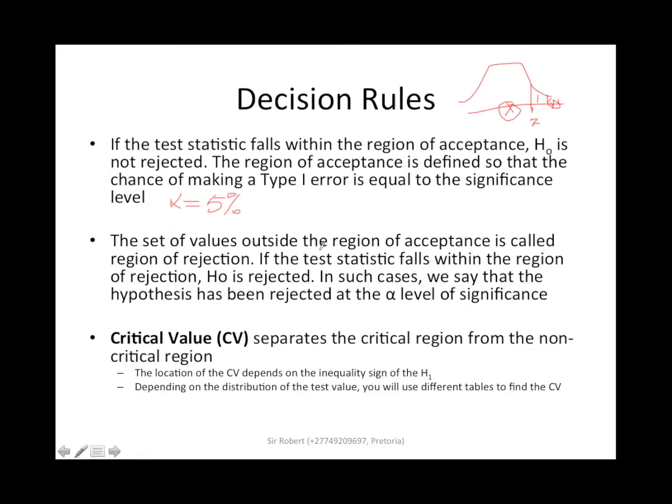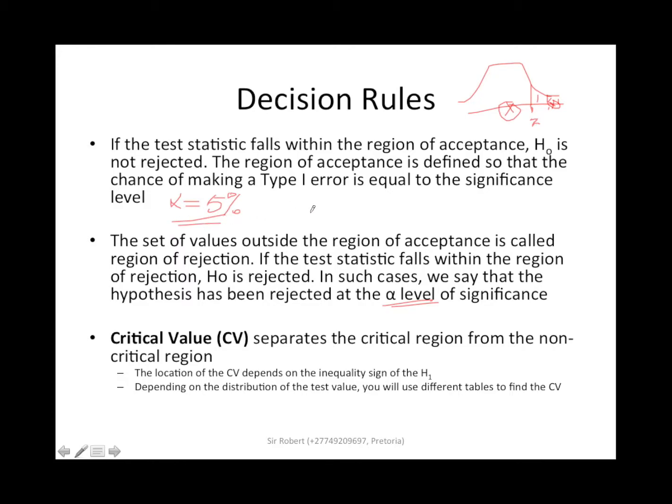The set of values outside the region of acceptance is called the rejection region. The rejection region is usually shaded, and the acceptance region is usually unshaded. So these are things to note. If the test statistic falls within the rejection region, H0 is rejected. In such cases, we say that the hypothesis has been rejected at alpha level of significance. So you should specify at what level.